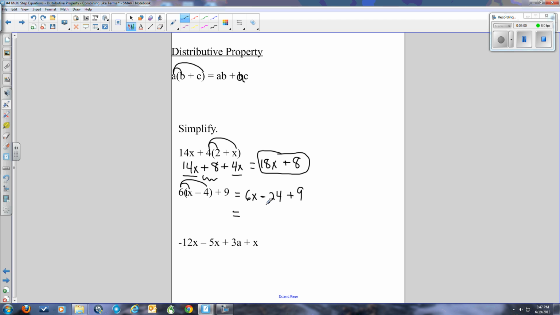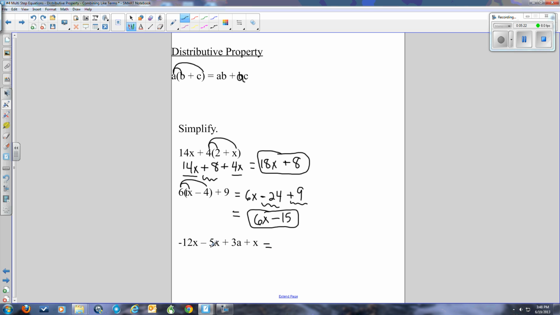So let's continue. We do have some like terms here. The negative 24 and the positive 9 are both constants, so we can go ahead and combine those. And negative 24 plus 9 gives you negative 15, and we'll bring down the 6x in front. And those are not like terms, so we are done with simplifying here.